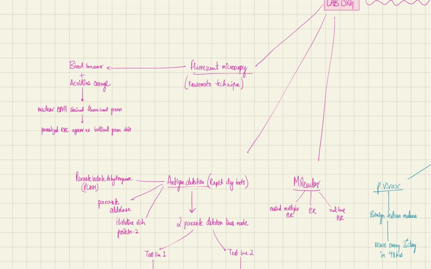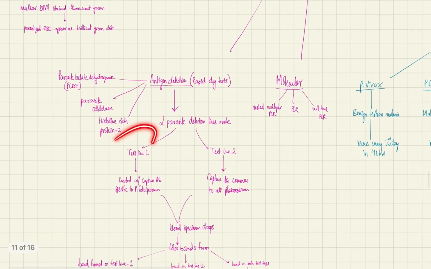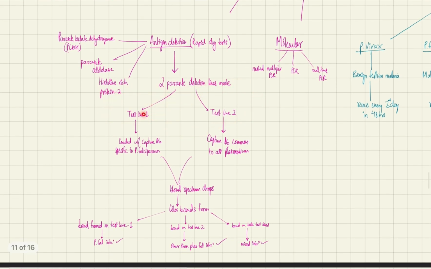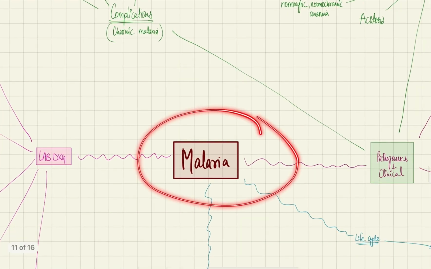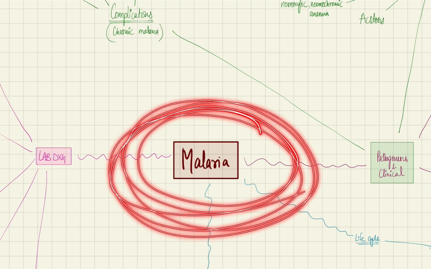Blood smear, acridine orange, fluorescent green, brilliant green dots of parasitized RBCs, right? Also the important antigen detection tests, classical, the test line 1 and test line 2, you need to know this, right? The different color bands which are formed. So this is basically the malaria video, and this is the complete video.